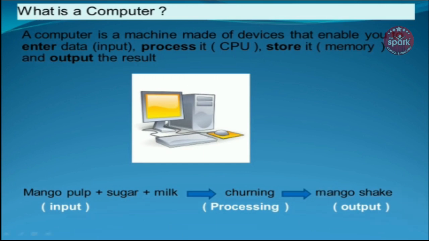So what does a computer actually do? You can see the mouse inputs whatever data we have, like mango pulp, sugar, milk, whatever data we had, we did the input. Finally, what did the computer do? It just processed the data. Finally it gave it in the shape of an output as a result.